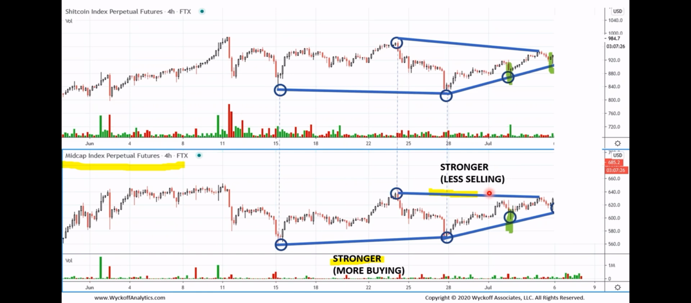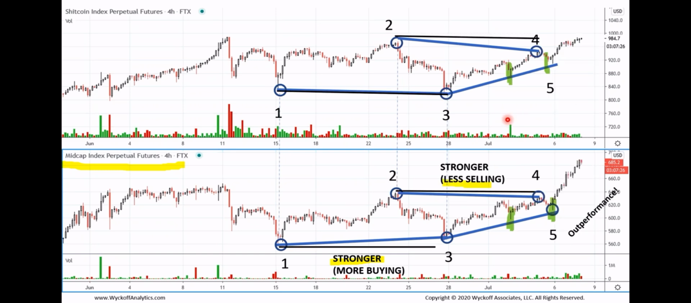In both assets, we will see a rally, but which asset will outperform the market? Which asset will have the better rally? Now we have seen the mid-cap index.